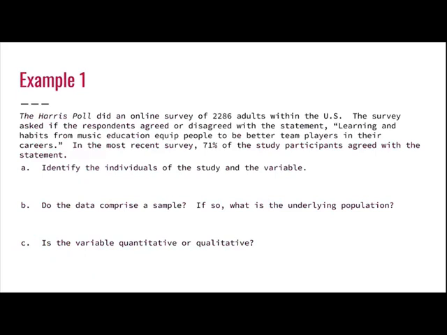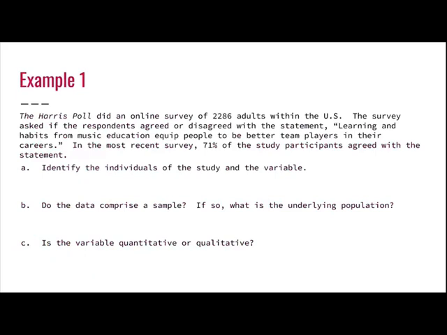So here, let's try an example. The Harris Poll did an online survey of 2,286 adults within the U.S. The survey asked if the respondents agreed or disagreed with the statement: learning and habits from music education equip people to be better team players in their careers. In the most recent survey, 71% of the study's participants agreed with this statement.